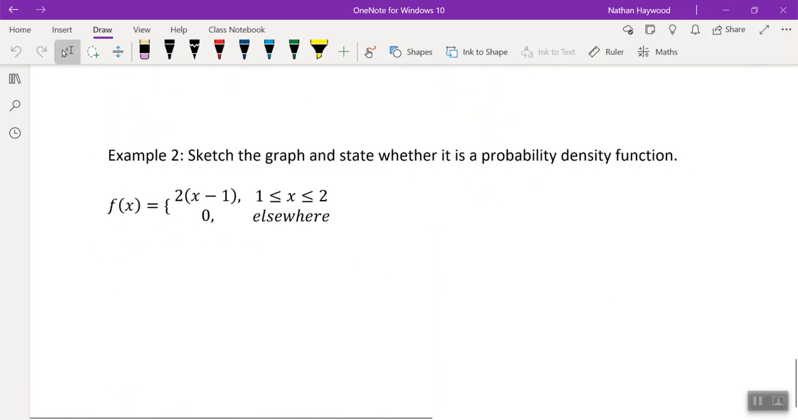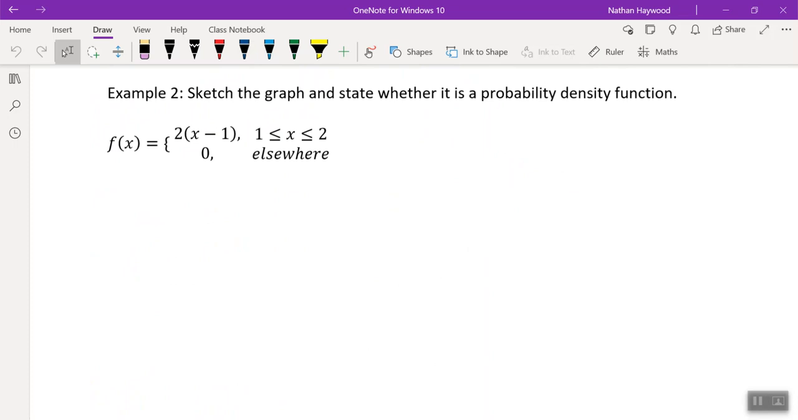All right, let's try another example. All right, let's sketch this function. What else are we combining? Piecewise feast, available at KFC. So let's sketch the graph.